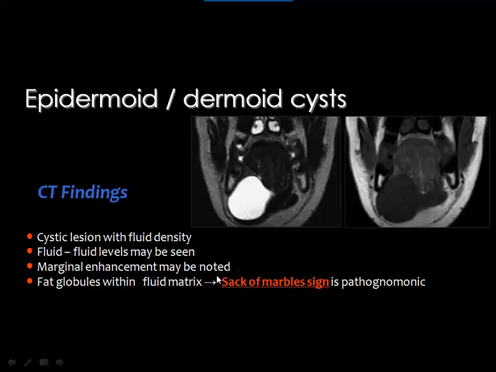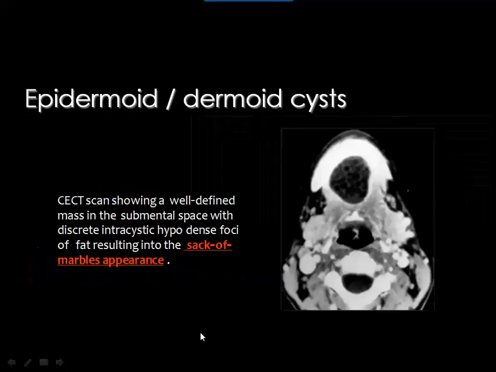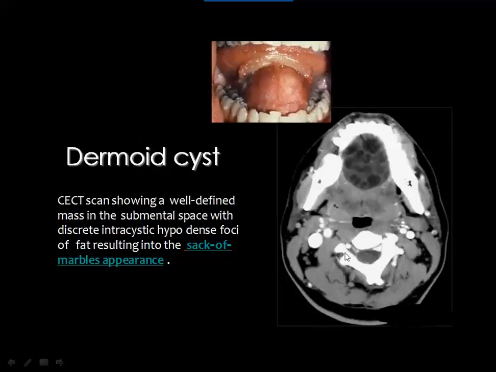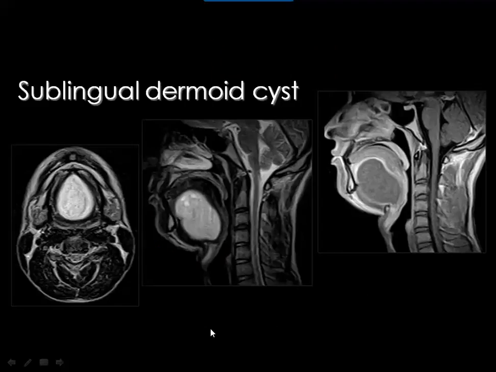But this classic appearance, which is known as the sack of marble sign, is pathognomonic for the diagnosis of dermoid cyst. And this is what we mean by the sack of marble sign. Here you can see too many fat globules entrapped within a big cyst containing fluid together with these fat globules. Then if you see the sack of marble sign, this is classic for the diagnosis of dermoid cyst of the mouth floor. The presence of fat is helpful to suggest the possibility of dermoid. But if you cannot see fat, the possibility of dermoid is still there.